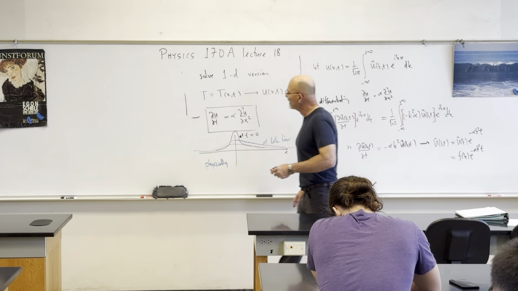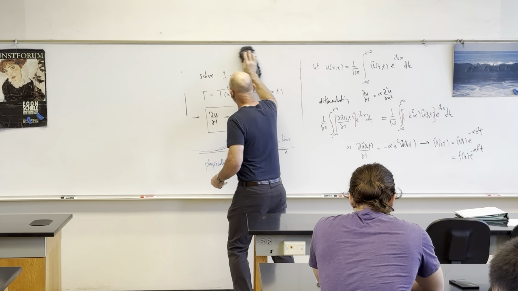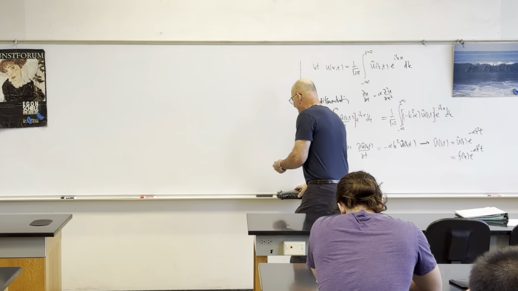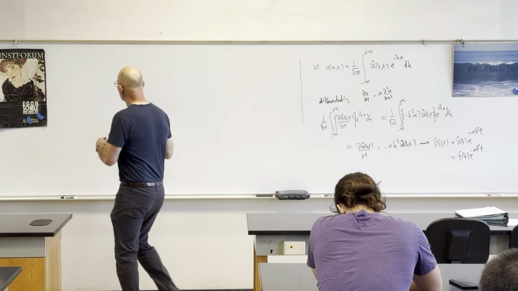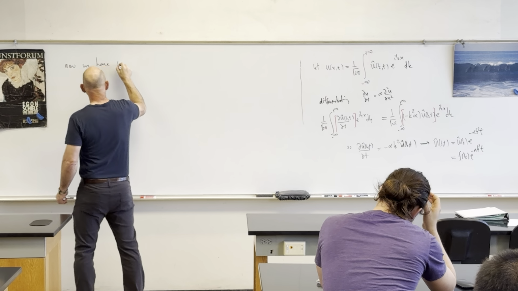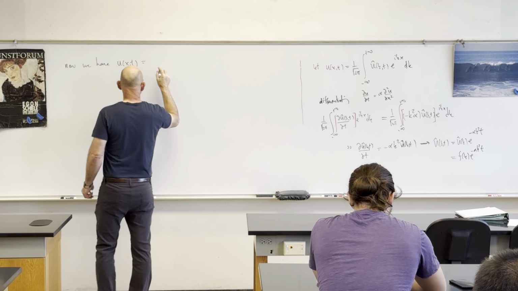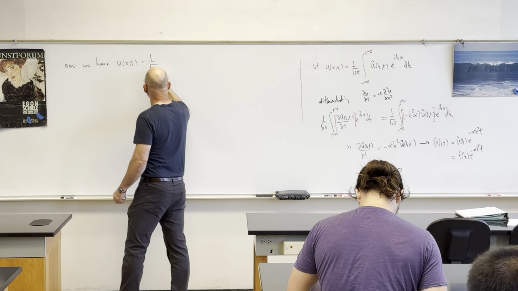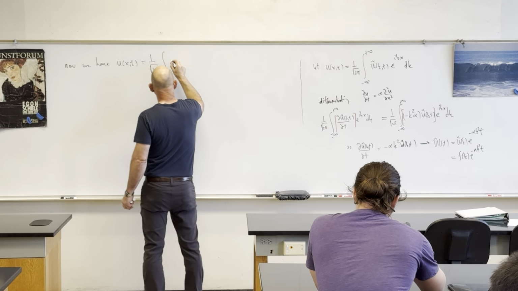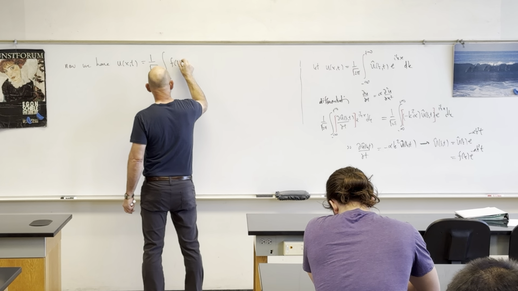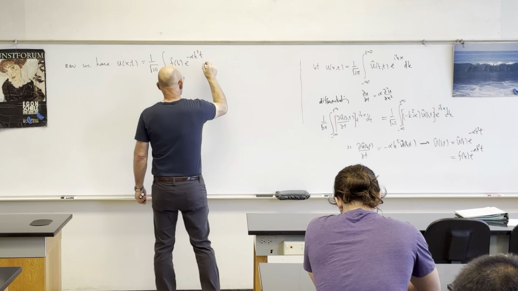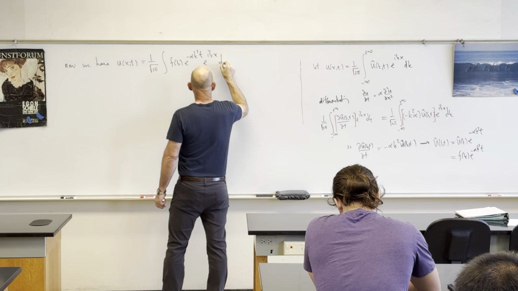Good, so let me clear a little more board space. So we're just going to take what we have back into u of x and t. So now we have u of x and t is equal to 1 over root 2 pi integral, and then my u hat of k and t, I've got f of k e to the minus alpha k squared t e to the i kx dk.